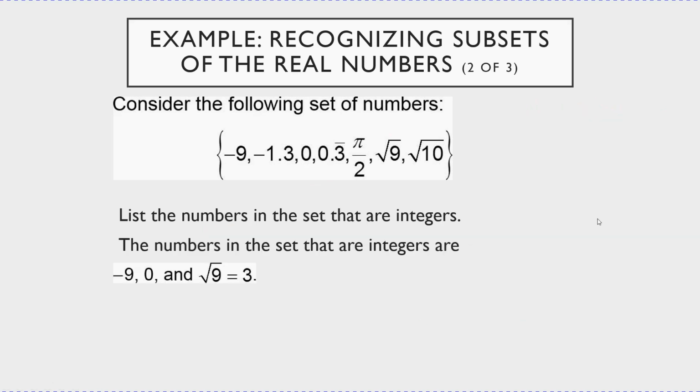Let's do the integers now. The integers would be -9, 0, and 3. So what do we have to do next? We have to do the rational and irrational.